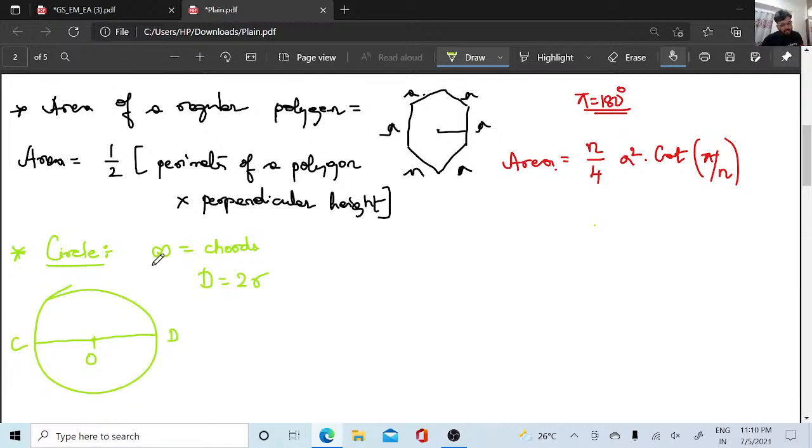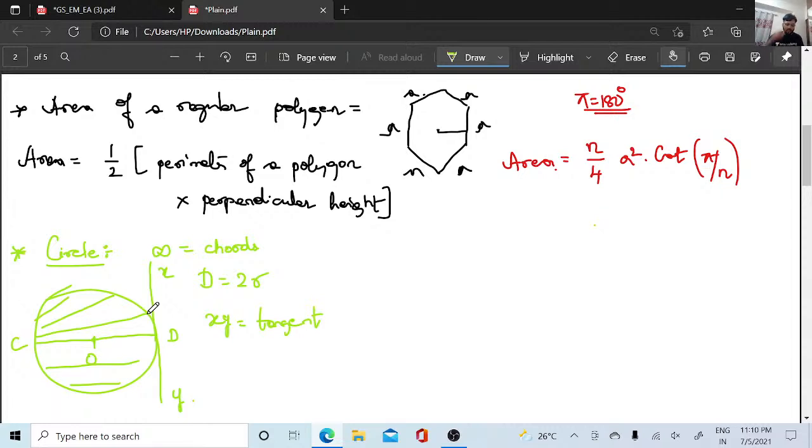If I draw a line perpendicular to the dotted line, this XY is nothing but a tangent. This XY is called a tangent. Then there can be infinite chords on a circle, any chord meeting like this and this.